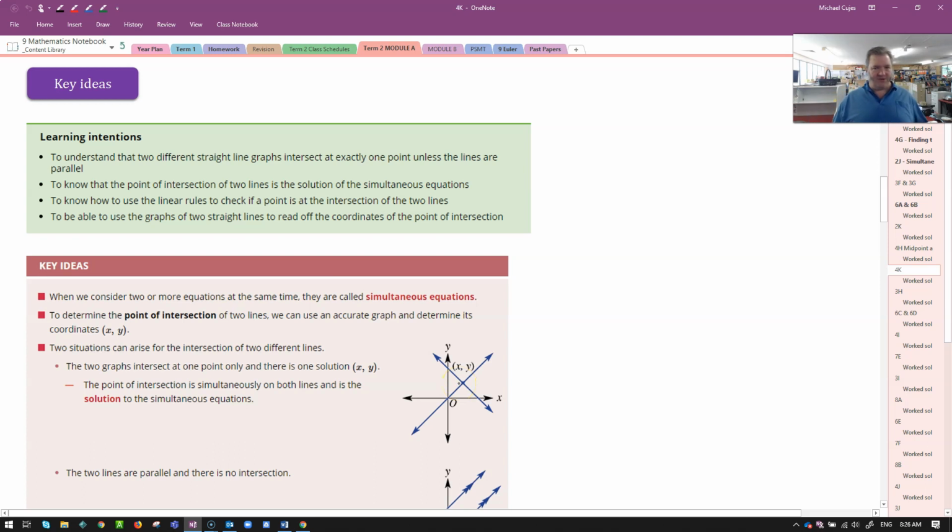Now I say usually because there are a couple of situations which we haven't really looked at yet, maybe only briefly, where there are no points of intersection. And they talk about that in this exercise here. They bring it up a little bit.